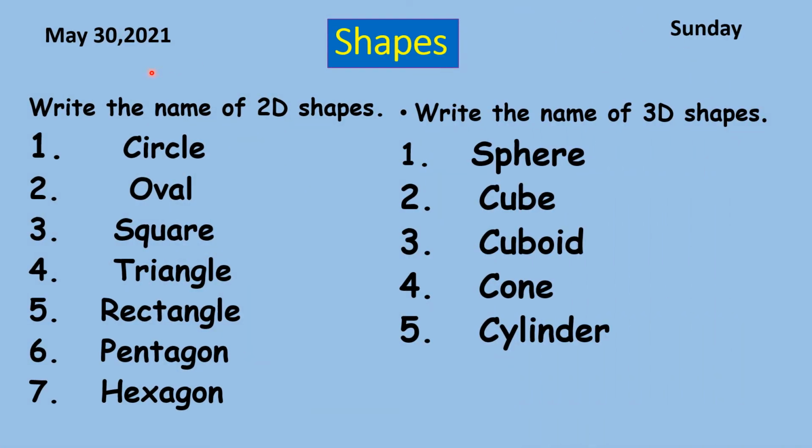Students, now open your Maths notebook. Draw a margin line on two pages. Write the date and day. Write the date May 30, 2021 and write the day, today is Sunday, and the topic is shapes. Write the question on one page. Write the names of 2D shapes, and on the next page write the names of 3D shapes. Names are written here. Note them down in your Maths notebook. Draw and color them.